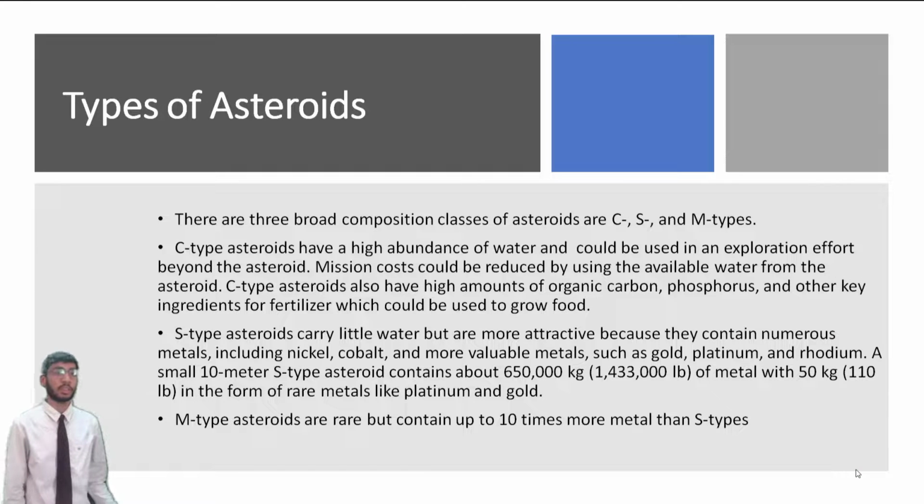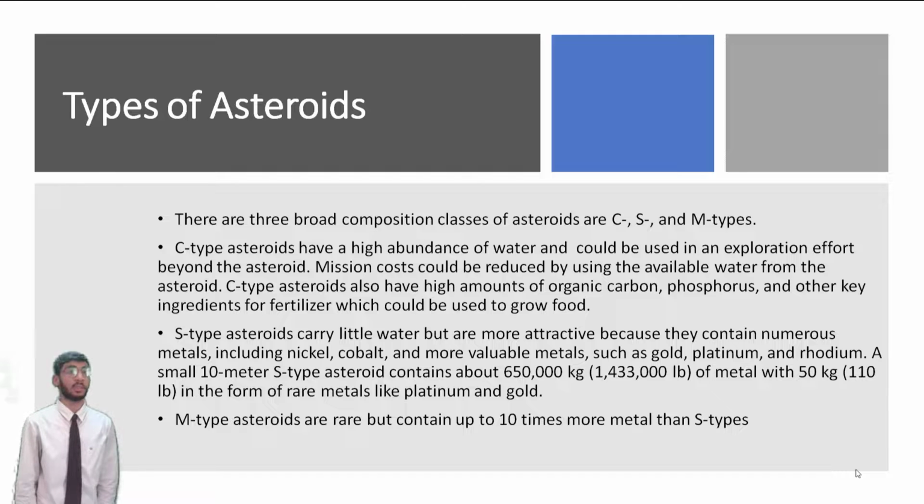There are three classes of asteroids: Type C, Type M, and Type S. We'll start with Type C. The Type C asteroid has a high abundance of water, and it is the most commonly found; around 75% of known asteroids are Type C. Type C asteroids are extremely dark in color because of the large amount of carbon. They contain organic carbon, phosphorus, and other key ingredients for fertilization, which could be used to grow food.